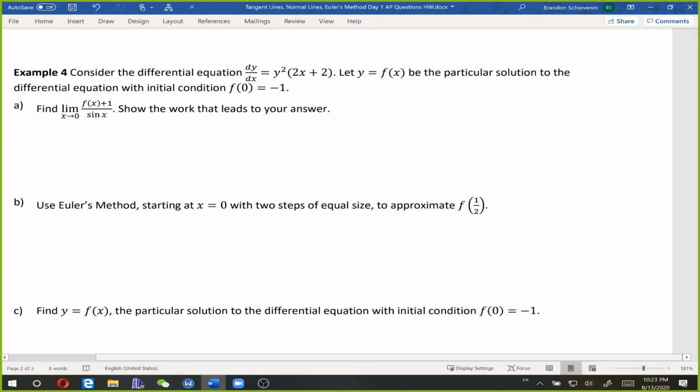Can we start from the beginning? Okay, so I want to find the limit of f of x plus 1 over sine x. It didn't give us an answer, so we just want to find that limit. We were not given our original function. However, we were told that y is f of x, and our dy over dx is y squared times 2x plus 2.